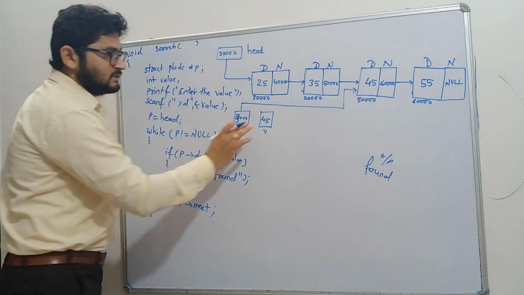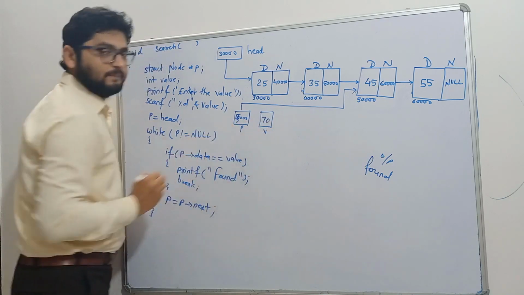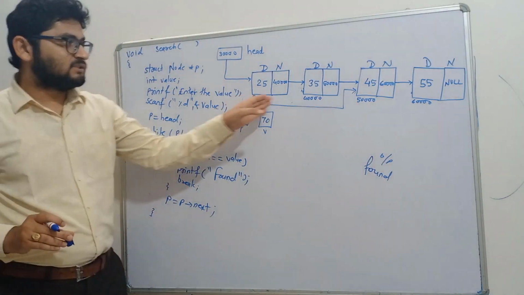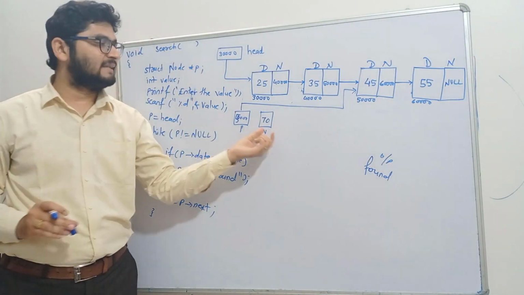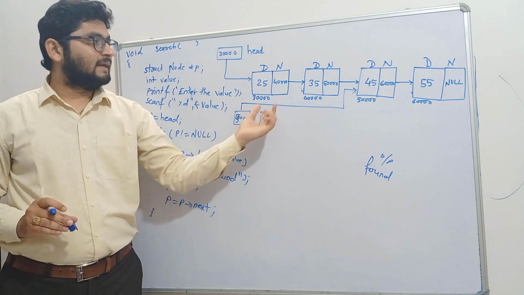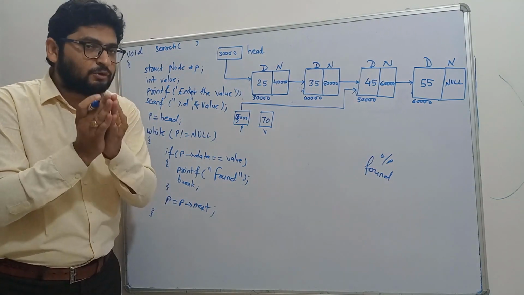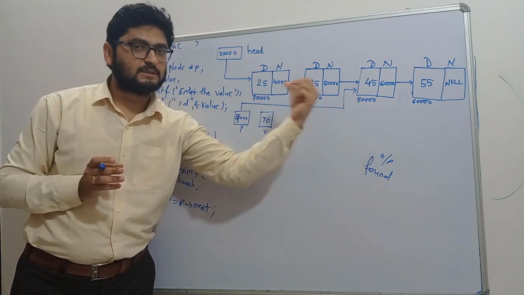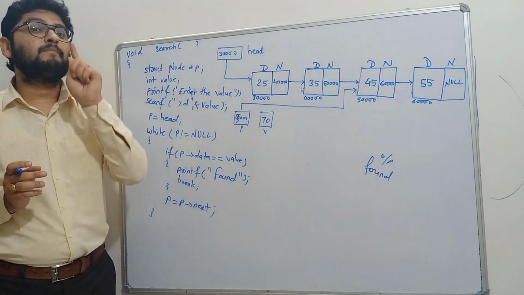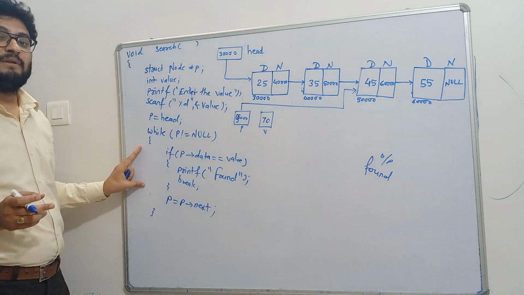Let us suppose instead of 45 we are going to search 70. Now 70 is not in the linked list. Now you need to print that 70 is not there in the linked list. So where to write that thing? I have already told you that when the value which we are looking for is not in the linked list, then P will become null at the end of this while loop.